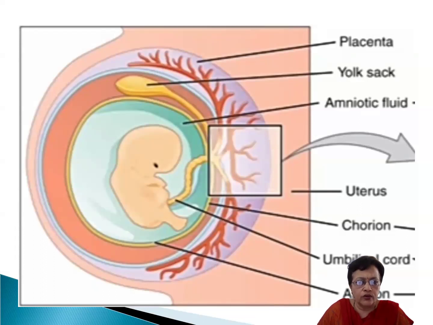So this is the yolk sac, which is very small in all eutherian mammals. This is the amniotic layer, and in between the amniotic layer and the embryo, amniotic fluid is filled inside it. This entire structure forms the umbilical cord, which has its connection in the form of placenta in the mother's uterine endometrial wall.